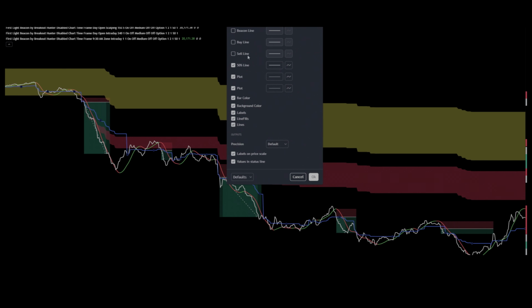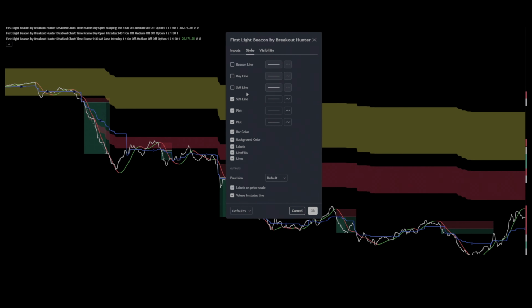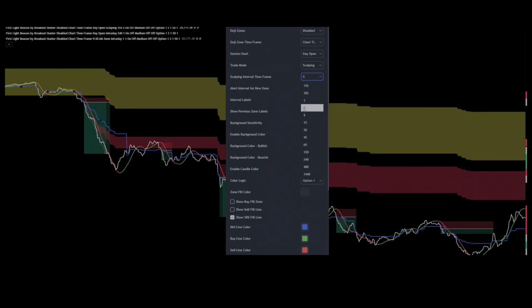Don't care about this, but I just want the line showing. So I have the buy line deselected, sell line deselected. Hold on, you can see. Okay, so buy line deselected, sell line deselected. The rest of them don't really matter. I have 5 minutes selected on scalping mode, right? I have my intervals turned on, whatever.